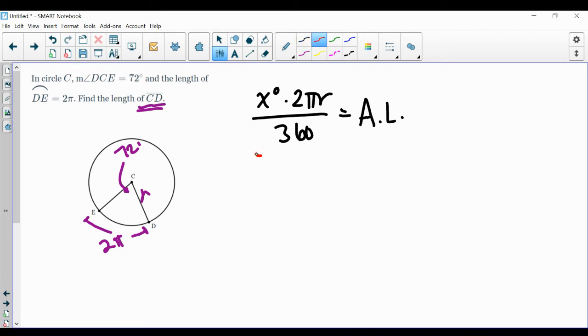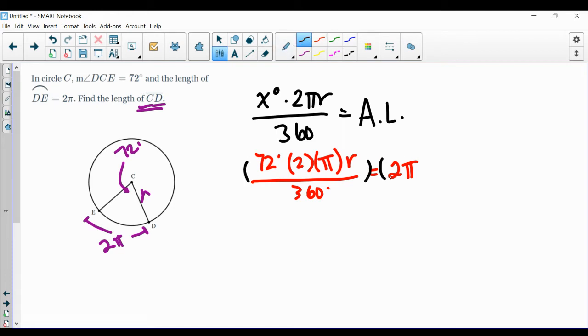So I know my degrees is 72 degrees. I can use a 2. I can use a pi. I don't know my radius, all over 360. And the length is 2 pi. So 72 times 2 is not going to give you a nice, neat number to divide by 360. It gives us, like I said, not a nice, neat number. So I personally would multiply both sides by 360.